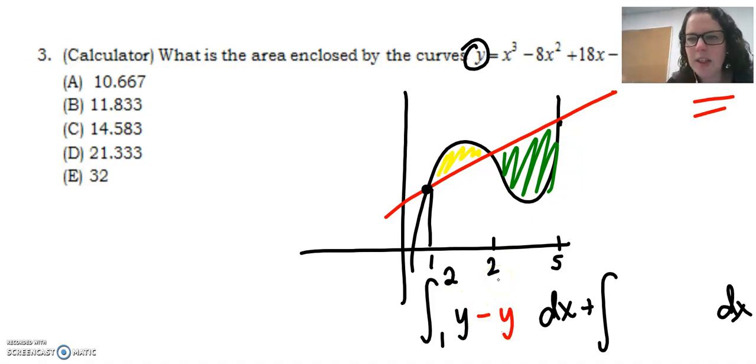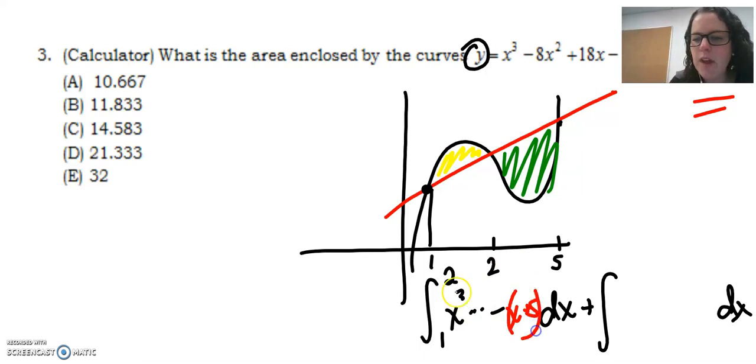I don't love that. Back up. If I left myself more room, we're going to do the x to the third dot dot dot minus the linear of just x plus 5. This one then we would do the x plus 5 is the top curve minus the x to the third dot dot dot, and that's going from 2 to 5.